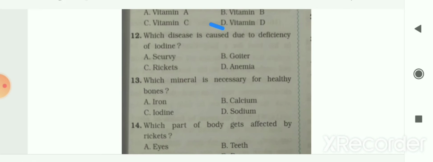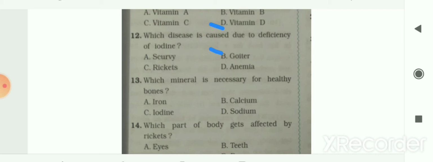Next question, 11 number, due to deficiency of which vitamin do our bones become soft and bend? Vitamin A, vitamin B, vitamin C or vitamin D? So your answer is vitamin D. Due to the deficiency of vitamin D, our bones become soft and bend. Next is, which disease is caused due to deficiency of iodine? So due to the deficiency of iodine, goiter will be caused.